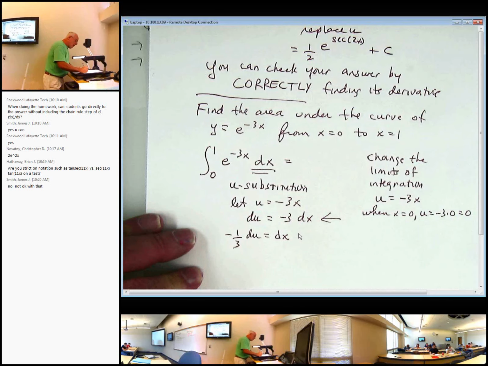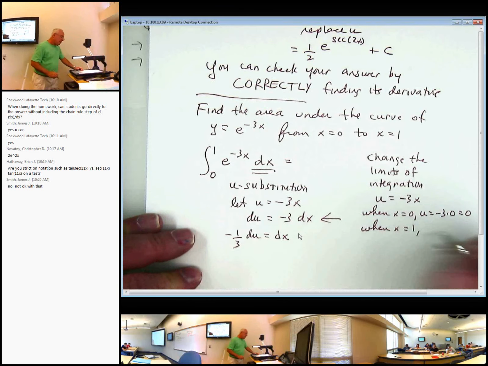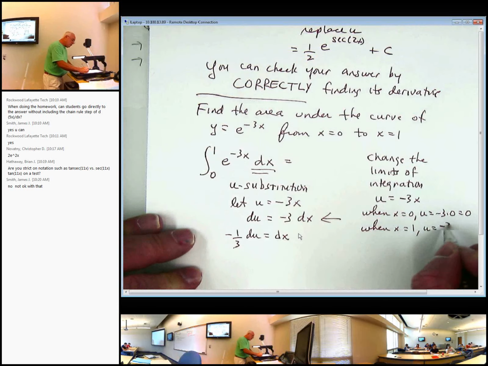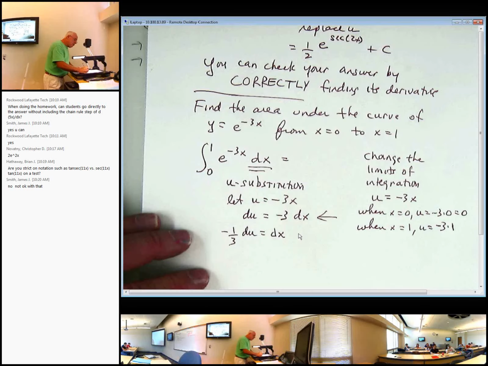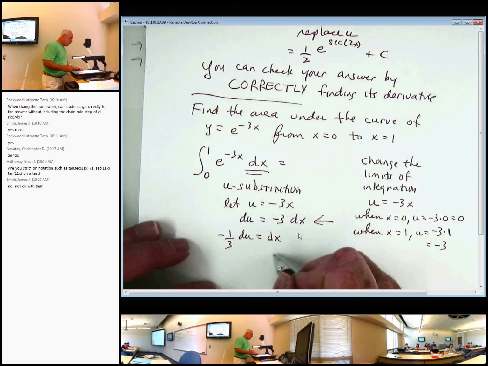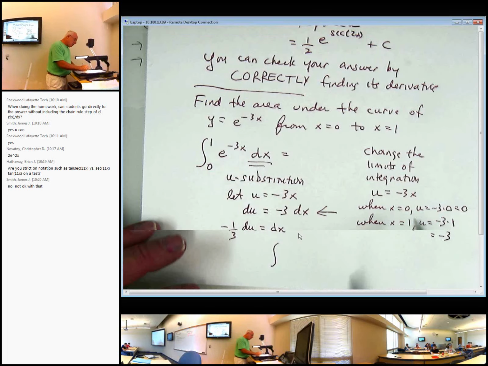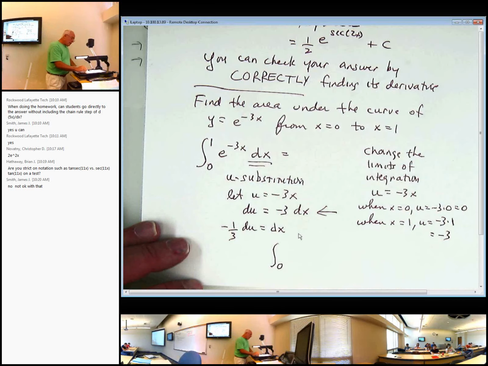Now, when x is equal to 1, let's plug this in. U then is minus 3x, so it's minus 3 times 1, and that is equal to negative 3. So my new definite integral becomes this. My bottom number is still going to be 0, but my top number is going to be replaced by the -3.